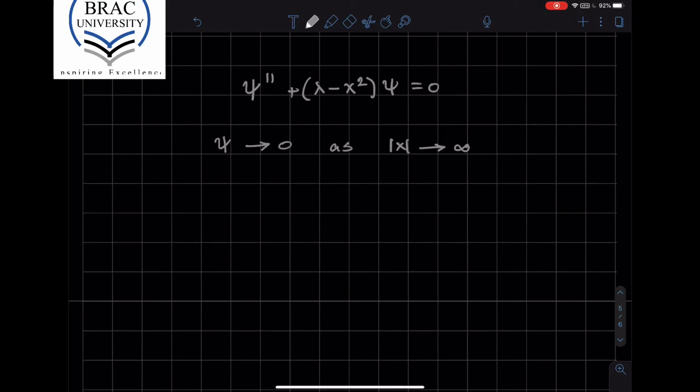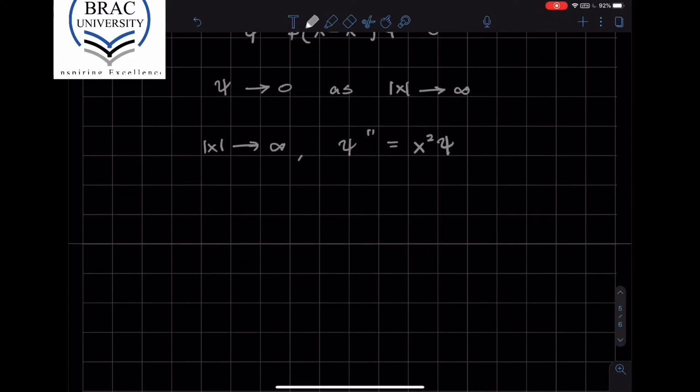So let us first try to solve this equation asymptotically, which means let's try to solve this equation as x goes to infinity. In that limit, we see that in the second term x squared will dominate, so we can ignore the lambda term. So asymptotically, we can expect this equation to become psi double prime equal to x squared psi.